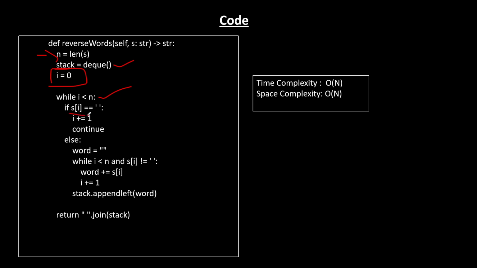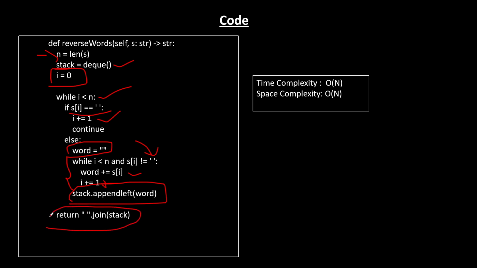As I said, if we find any blank spaces, we're gonna skip it, right? If it is not, we'll initialize a new variable word, and we will keep on adding to the word until no extra space is encountered, and increment the I. And when this while loop ends, we're gonna append it to the left side of the queue or DQ, which is basically the front side. And at the end, we will return using the join function.